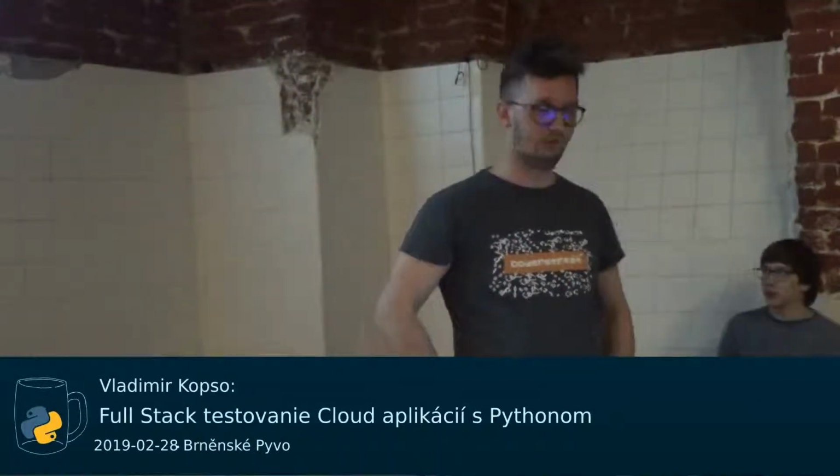What I call full stack testing of cloud apps with Python. I admit it's not actually full stack. It doesn't consider unit tests because they are obviously and usually and all the time written in the same language that the actual production code is written in. So that's not to consider in this case.